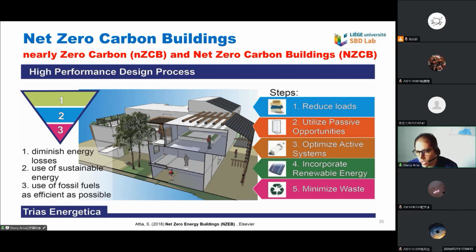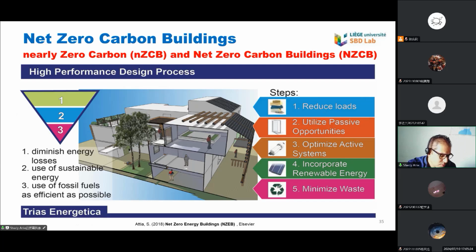What should I focus on as a designer? And if you want to have a translation of the Trias Energetica, you can look at the right side here of the steps that you need to do as a designer. You need to first reduce the load or reduce the demand for heating and for cooling and for lighting and for ventilation. Then you have to use passive opportunities for natural cooling, natural heating, natural ventilation, natural lighting.